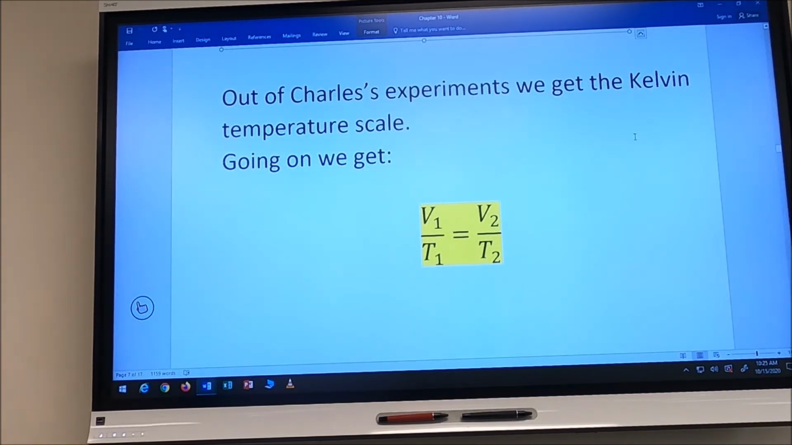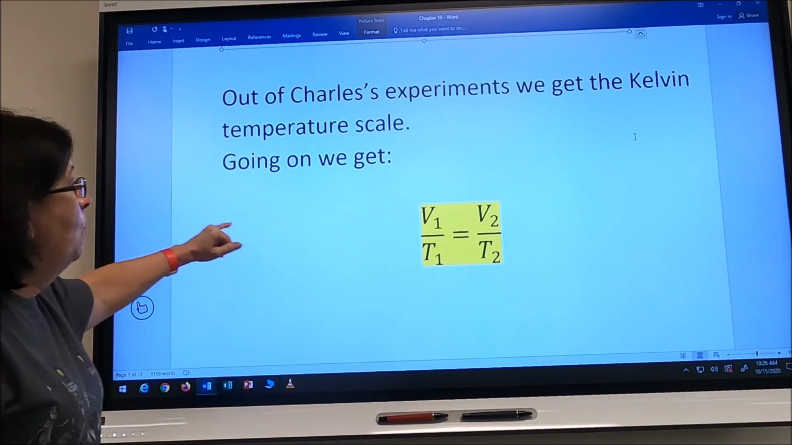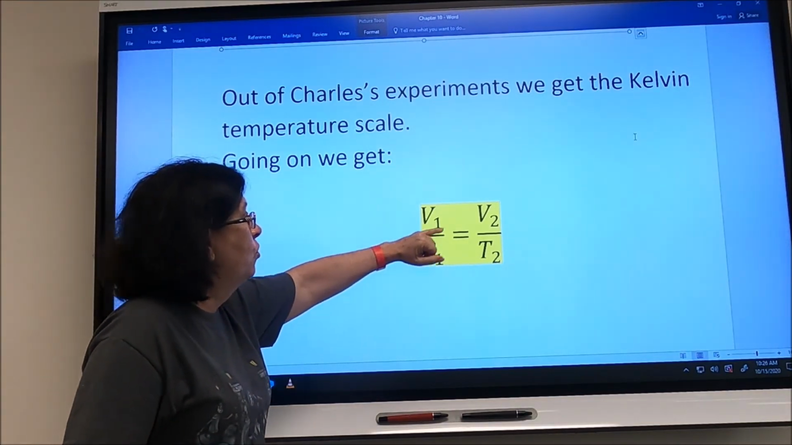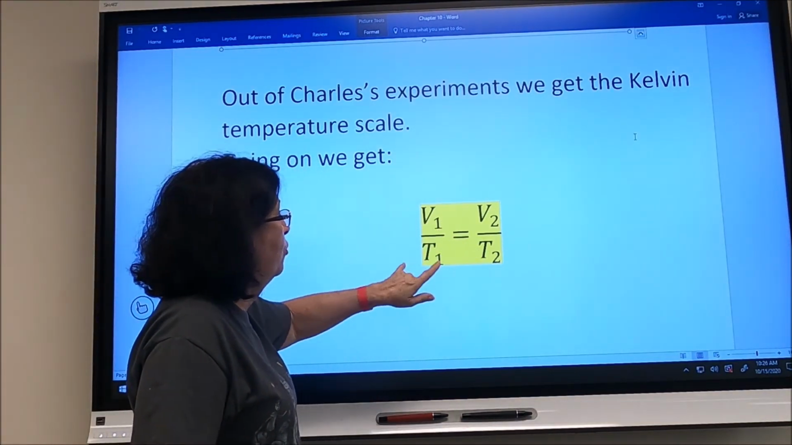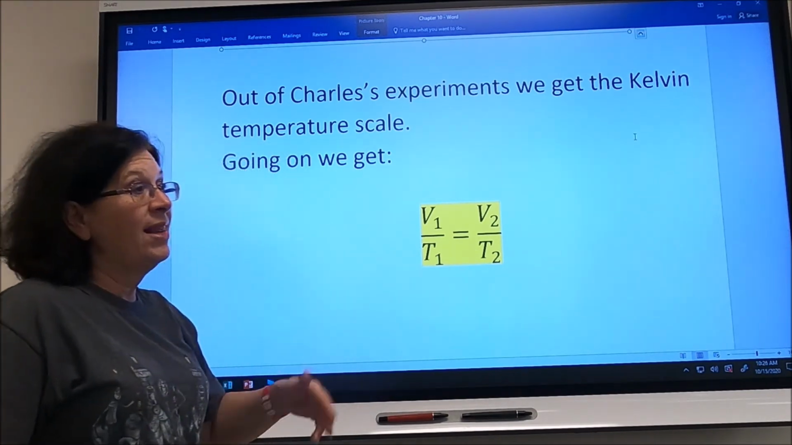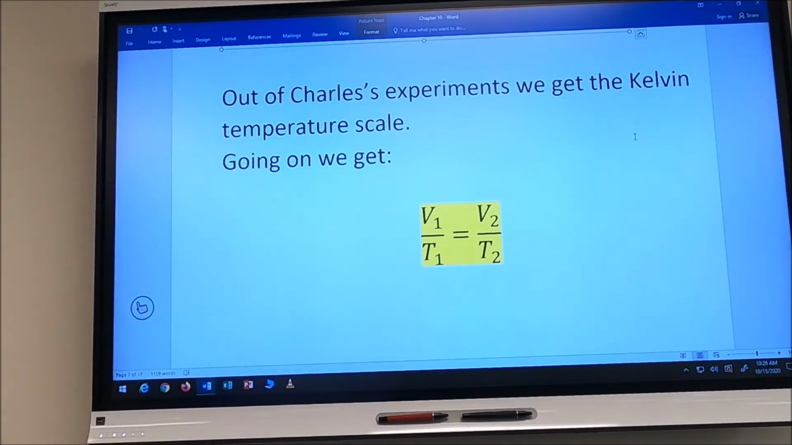Now, out of Charles's experiment, we get the Kelvin temperature scale, and hint, all gas problems are worked in the Kelvin temperature scale because there are no negative temperatures in the Kelvin scale. And we get volume 1 over temperature 1 has to equal volume 2 over temperature 2. And the temperature always has to be in Kelvin.